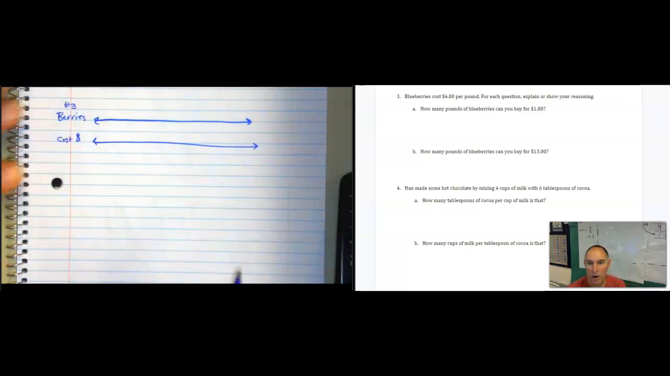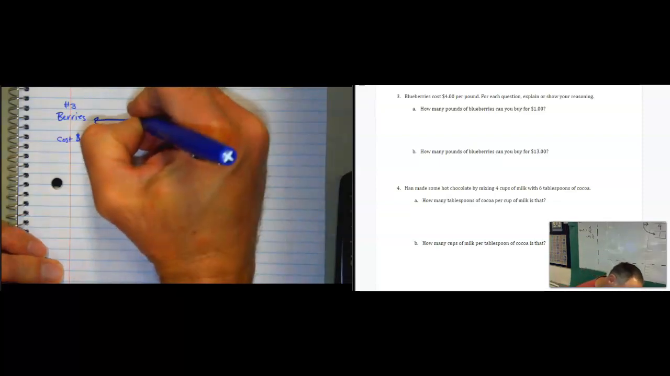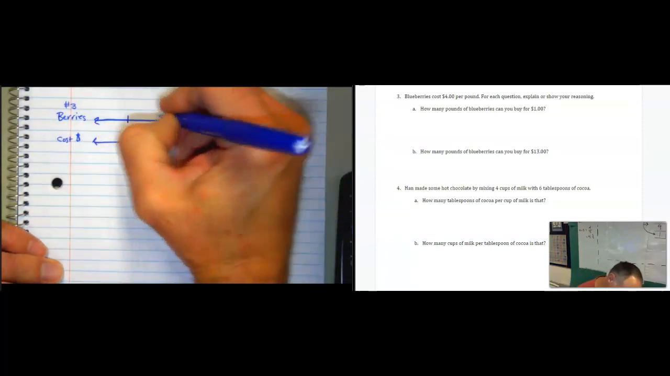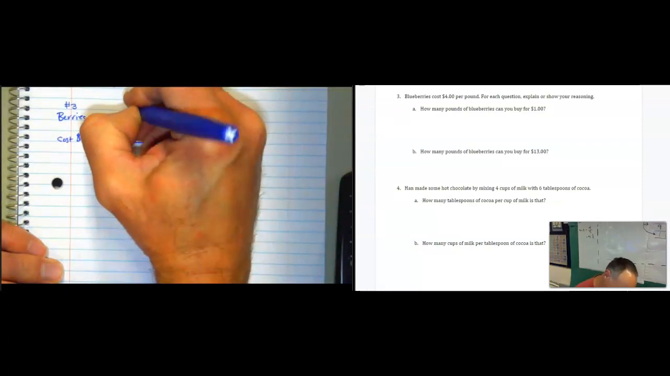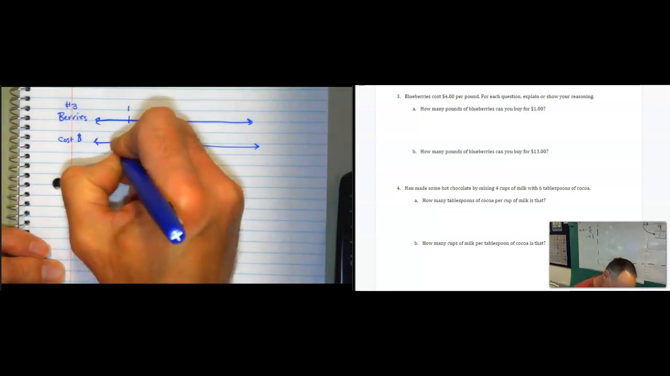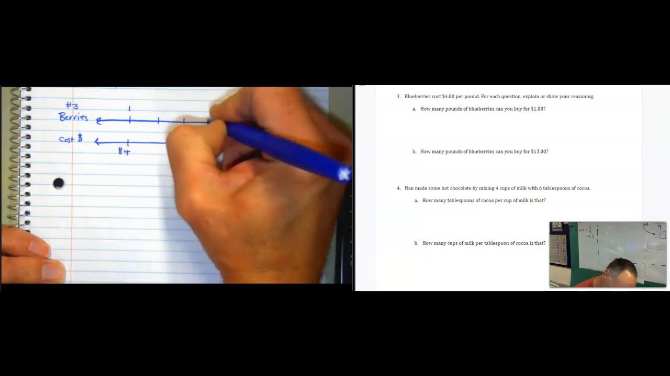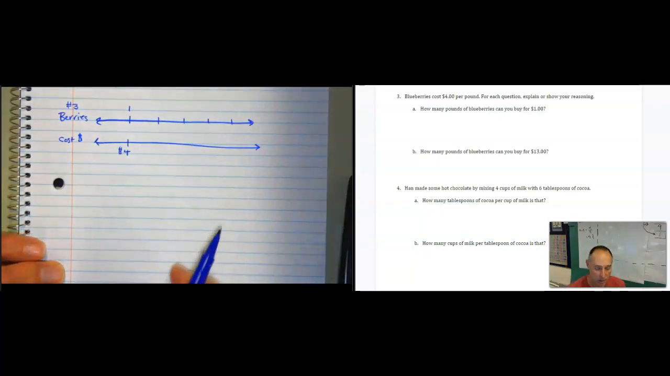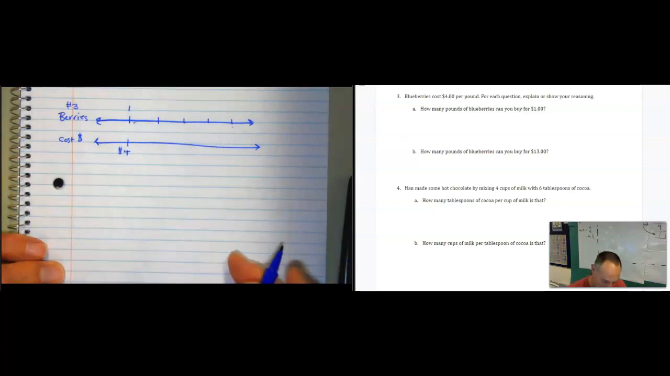Okay, and what I know is that the cost is $4 per 1 pound. So I'm going to say, if that's one pound of berries, then that is $4. Okay, so 2, 3, 4, 5. Notice it's a regular number line, so the distance between each is equal.